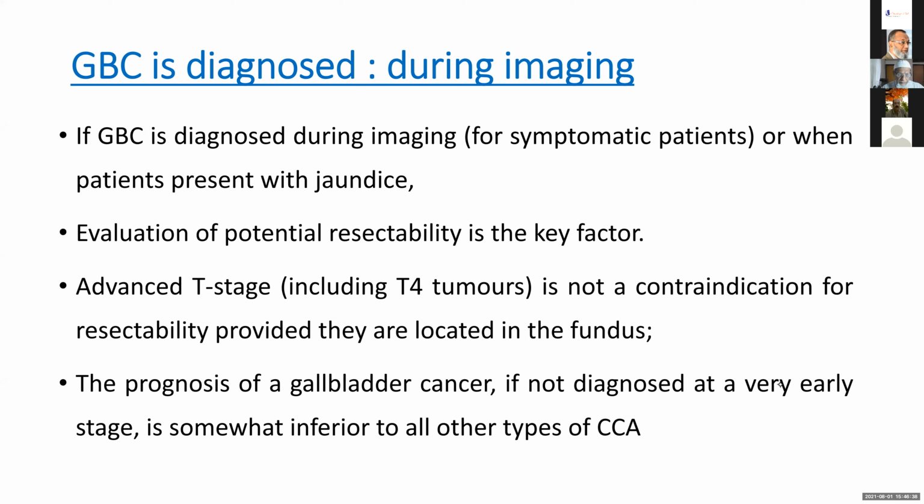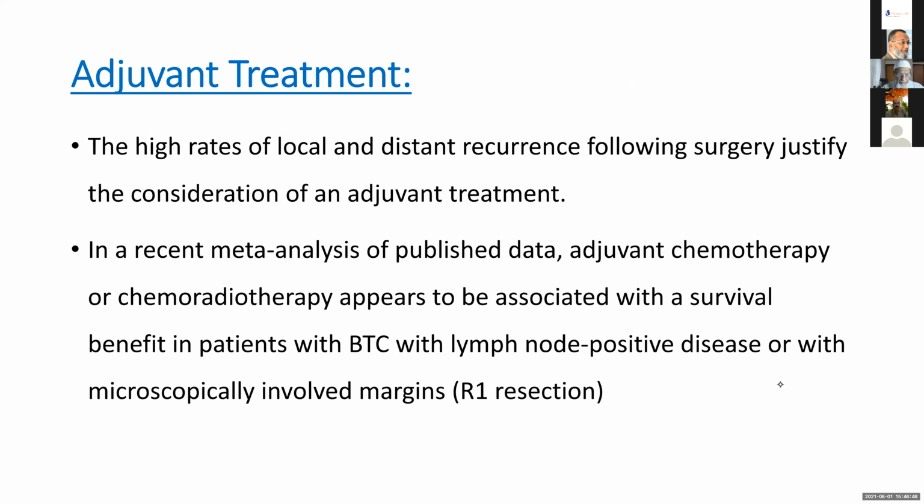The prognosis of gallbladder cancer, if not diagnosed at very early stages, is somewhat inferior to all types of cholangiocarcinoma. So the main topic of discussion in the early stages is whether we should go for adjuvant treatment and what is the best adjuvant treatment option after surgery or definitive curative treatment. The high rate of local and distant recurrence following surgery justifies consideration of adjuvant treatment. It can be chemotherapy, chemoradiotherapy, or radiotherapy. Let's see what will be the best option for the patient.